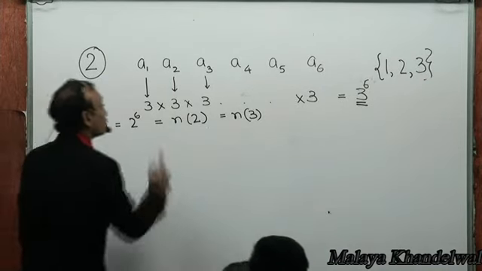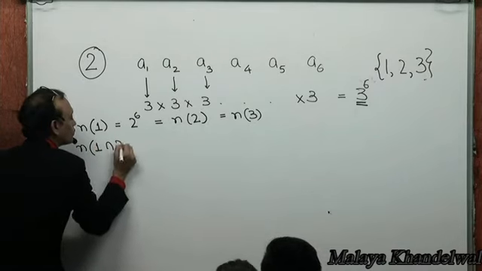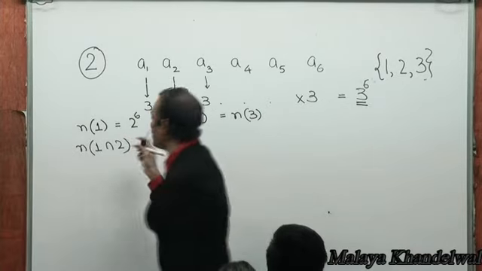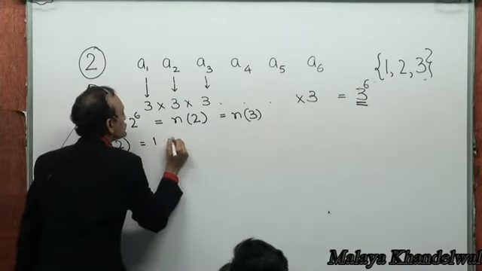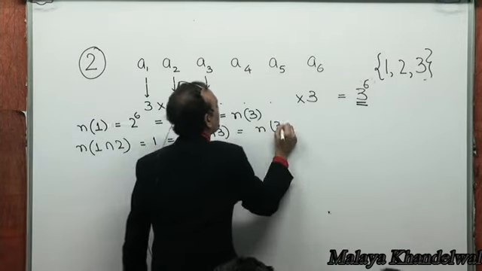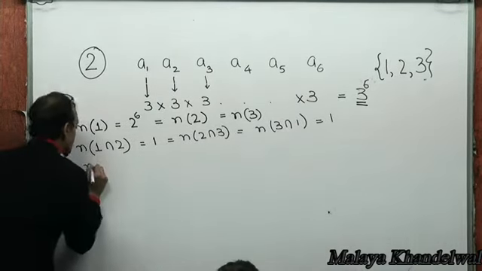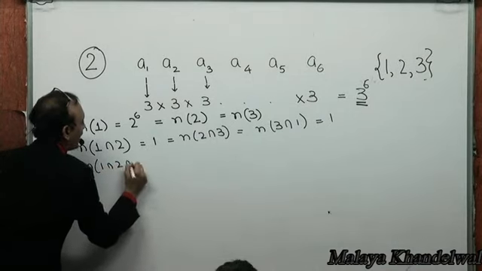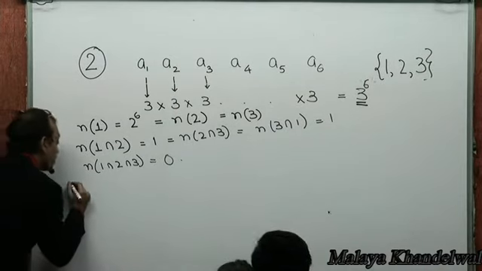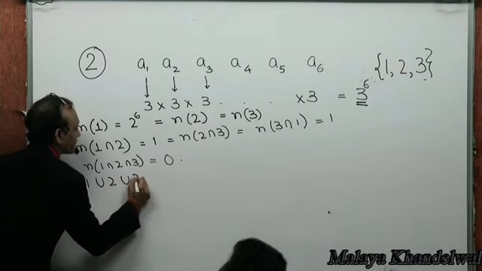Now, the number of these 3 to the power 6 numbers that don't contain 1 and 2: only 1. That means those that contain only 3, there would be just one number. The number of these numbers that don't contain 2 and 3 is 1. That don't contain 3 and 1 is 1. The number that don't contain 1 and 2 and 3 is 0.